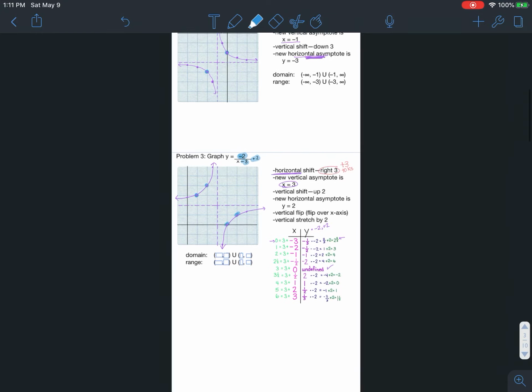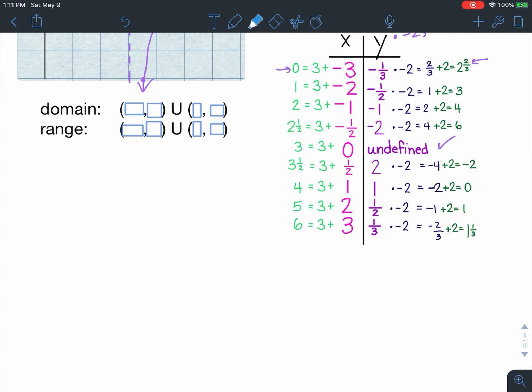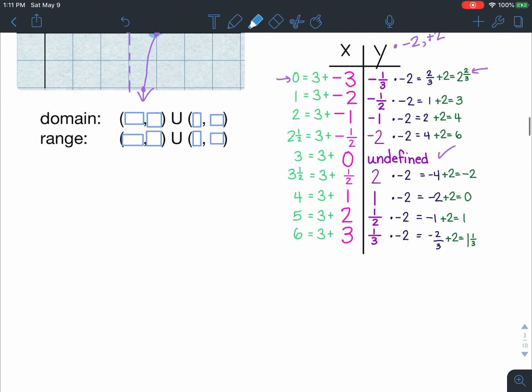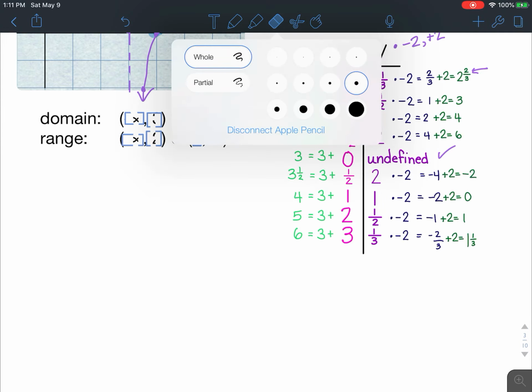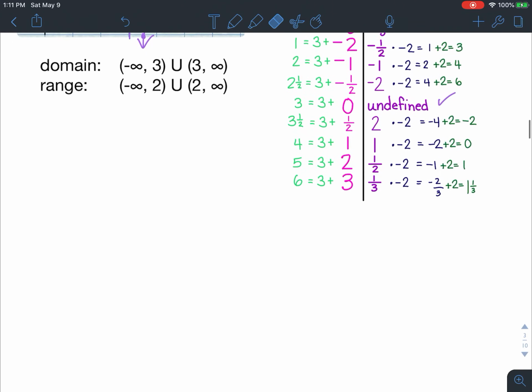Okay, so that's graphing with transformations. Rational functions, though, are a very large category of functions. Oh, I forgot the domain and range. I think you know how to do that now. I'll just erase those so you can see what they are.